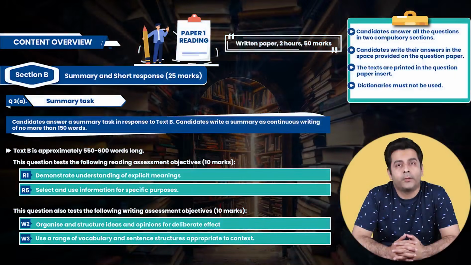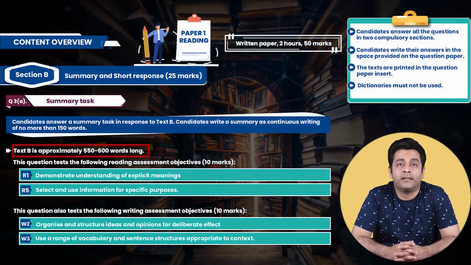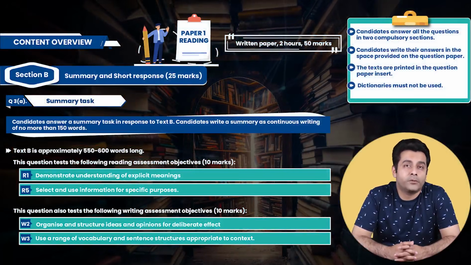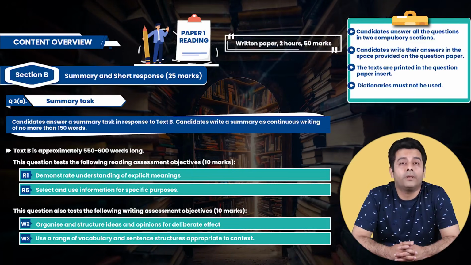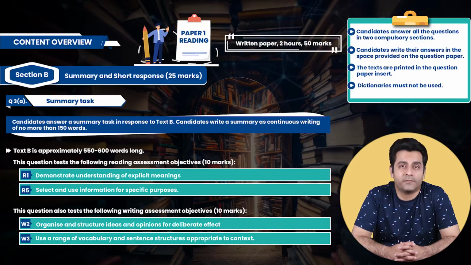Question number 3, which is related to text B, is a selective summary writing task. We have been well aware that previously we were supposed to write a summary, but now we are going to work with a selective summary. Selective summary means we are not going to summarize the whole entire text, but there would be a specific part that we would be summarizing.